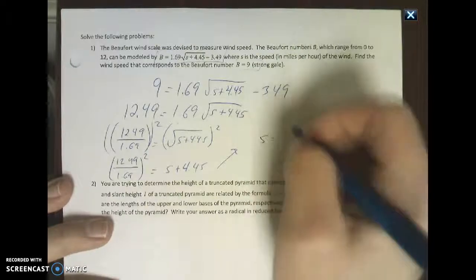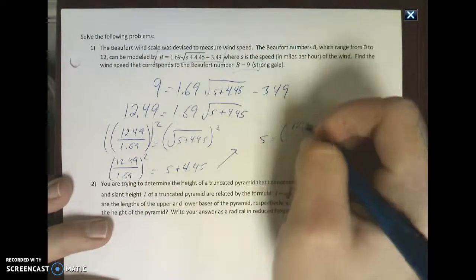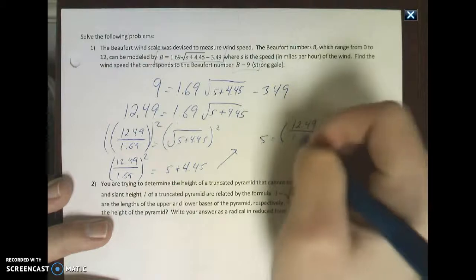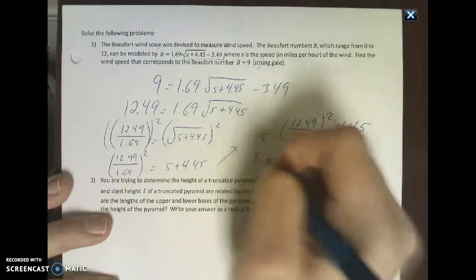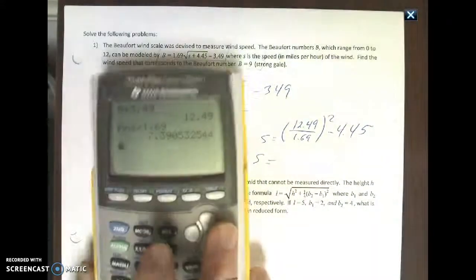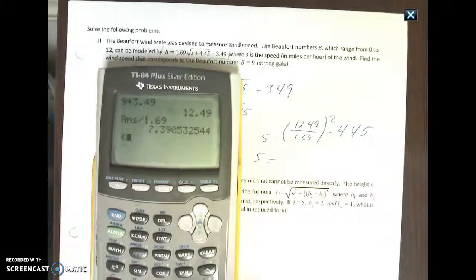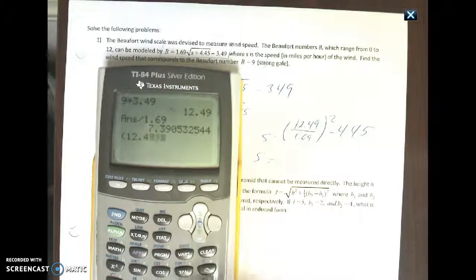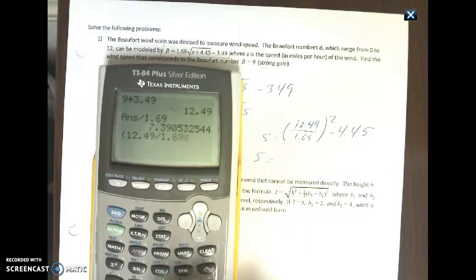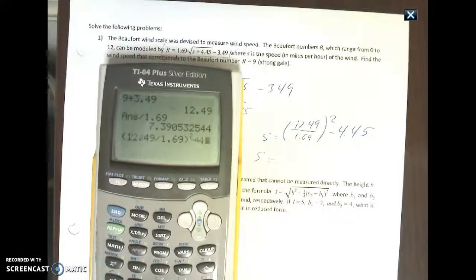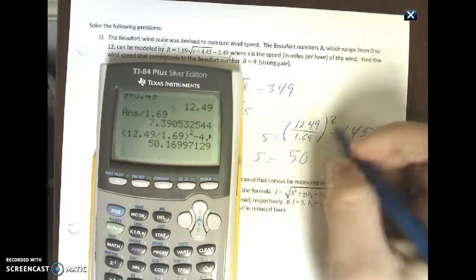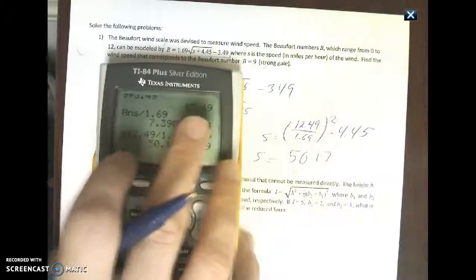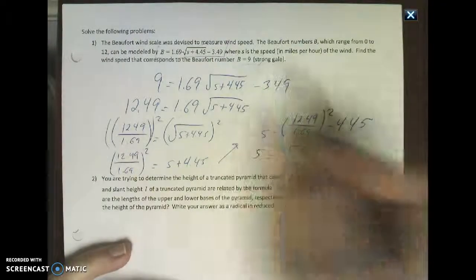Lastly, to get S by itself, it's 12.49 divided by 1.69 squared minus 4.45. Well, I don't want to leave my answer like that because in the real world you don't give answers like that. So I'm now going to type everything in. 12.49 divided by 1.69, that whole thing is squared, minus 4.45. 50.17, we'll go 2 decimal places, and our speed is in miles per hour, mph.